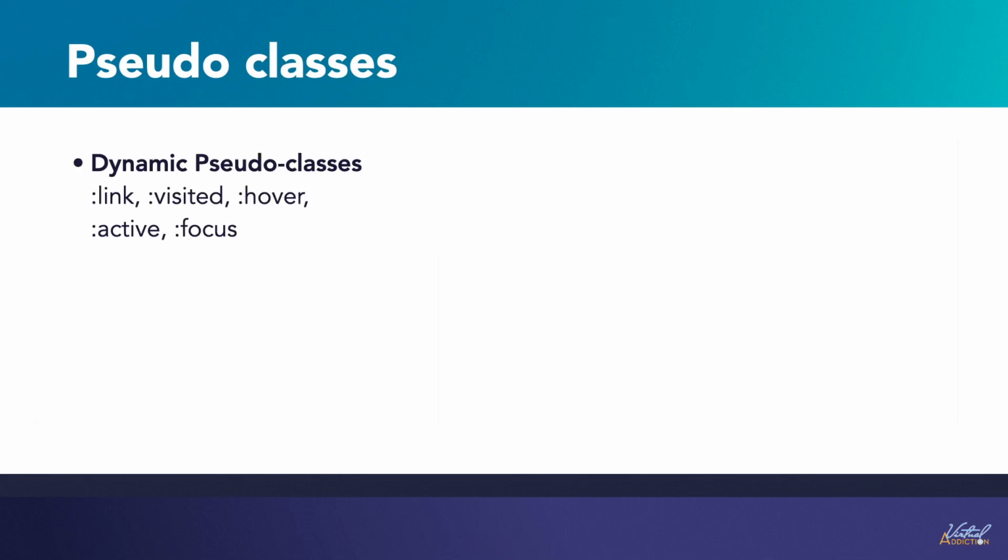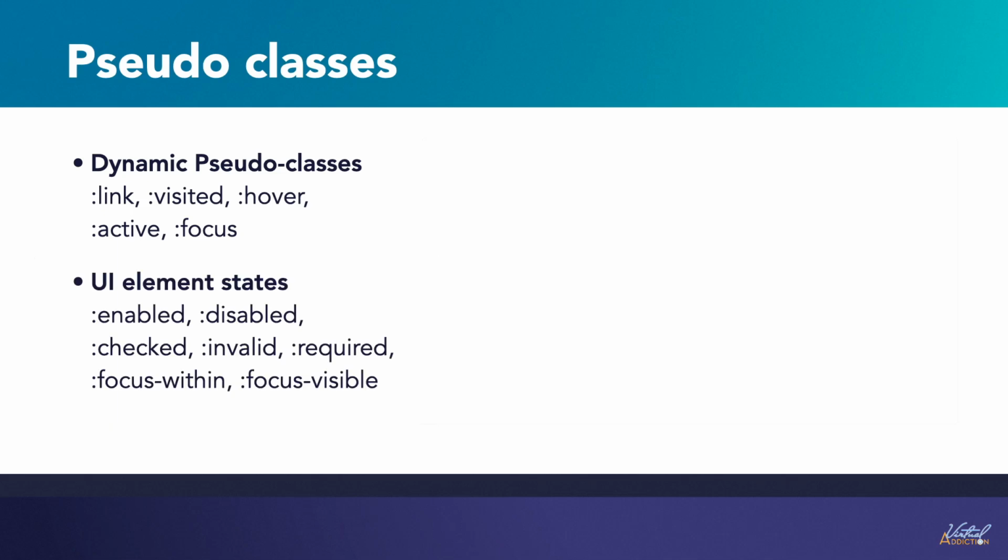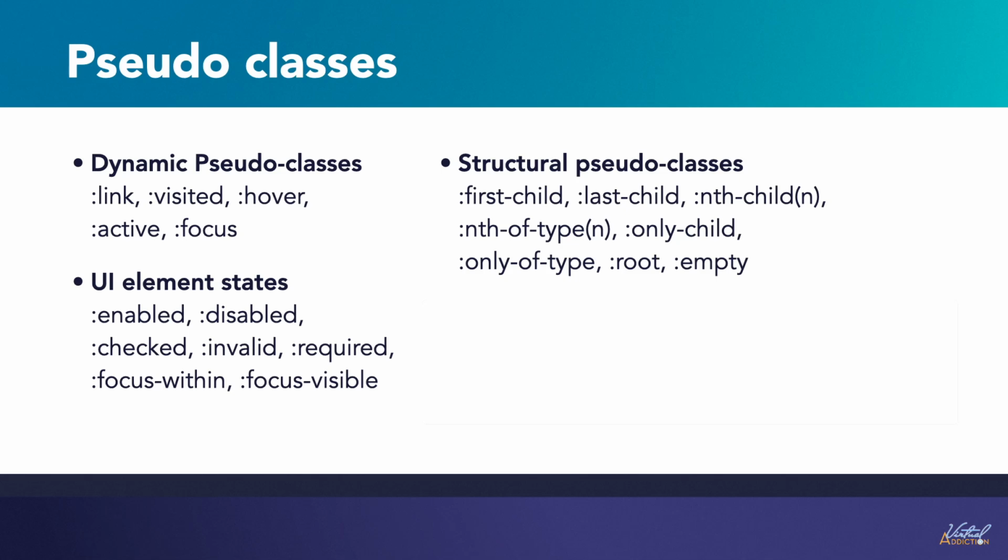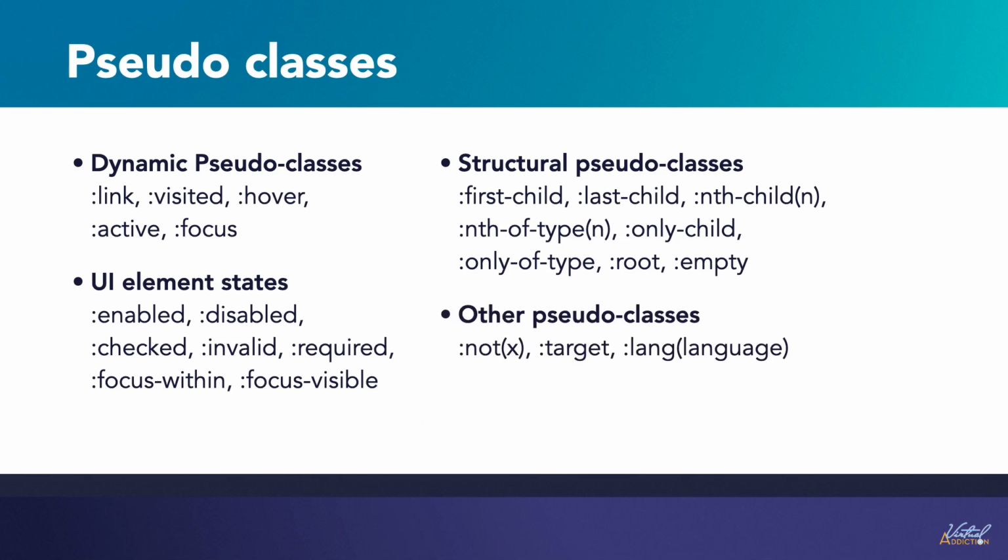We have dynamic pseudo-classes like link, visited, hover, active, focus. We have UI element states like enabled, disabled, checked, invalid, required, focus within, focus visible. We have structural pseudo-classes like first child, last child, nth-of-type, only of type, root, and empty. And then there's other pseudo-classes like not, target, and lang.